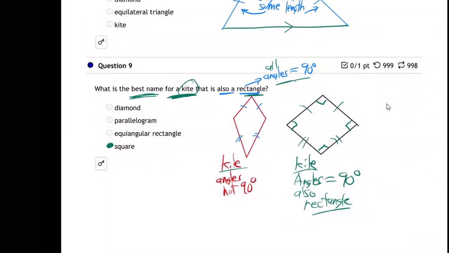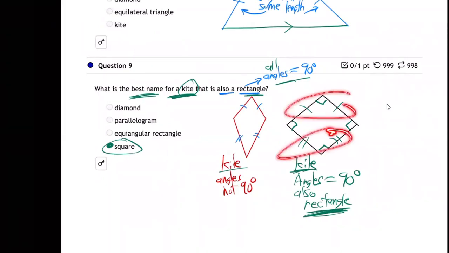And since all the angles are 90, all four sides are forced to be equal. They can't be different because all the angles have to be 90, because it's also a rectangle. So when it's a kite that's also a rectangle, it's really a square in the end. It's forced to be so. Being a kite means the top two sides are equal and the bottom two sides are equal. And being a rectangle means all the angles are 90. So in the end, that forces all four sides to be equal. And it's actually a square.